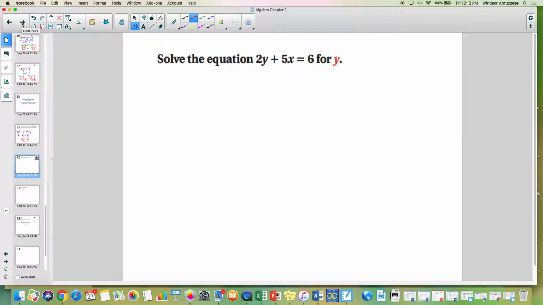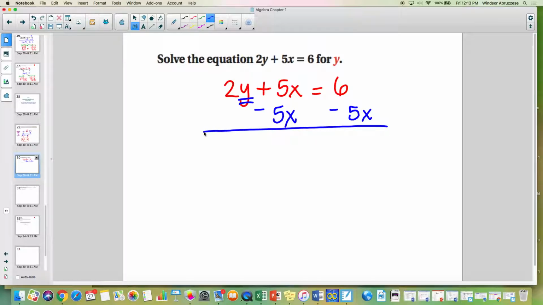Solve the equation 2y plus 5x equals 6. So I'm going to rewrite my equation, and I'm solving for y. So the goal is to isolate that y term. I can't do anything with that 2 yet until I eliminate my 5x by subtraction, and then I'm going to do it on the other side of the equal sign as well. So that leaves me with 2y equals, now 6 minus 5x, they are not like terms. I cannot combine them and get 1x. So I just rewrite it as 6 minus 5x.